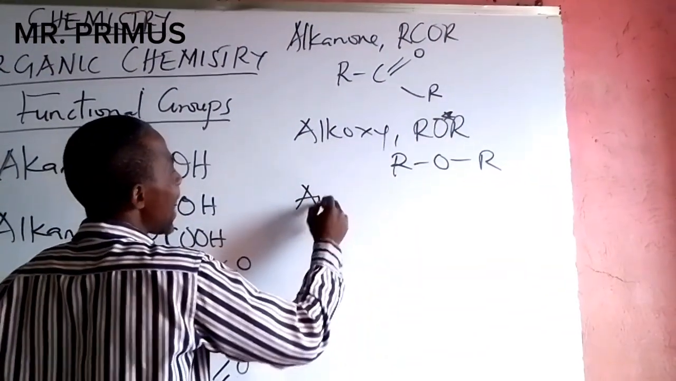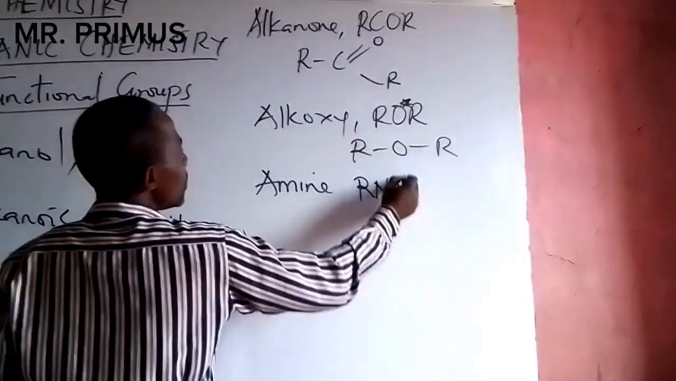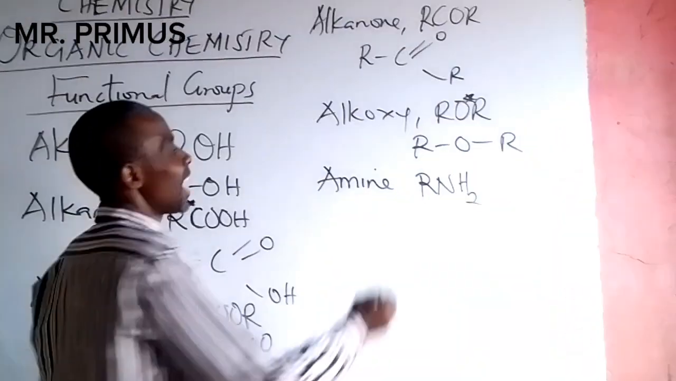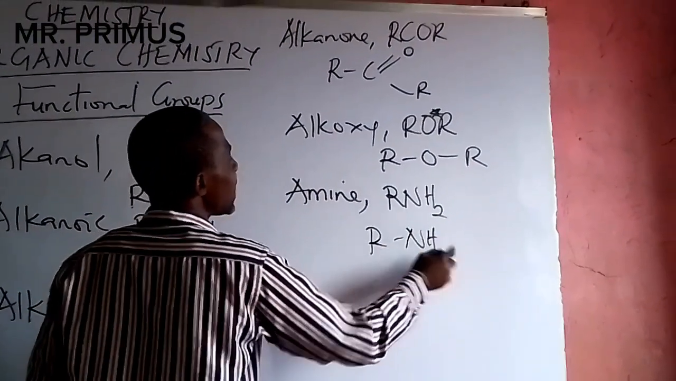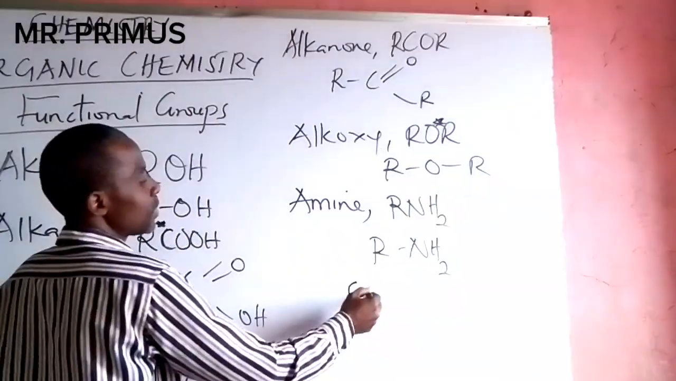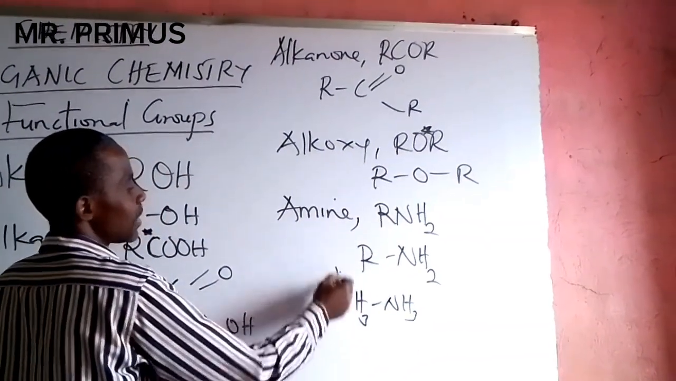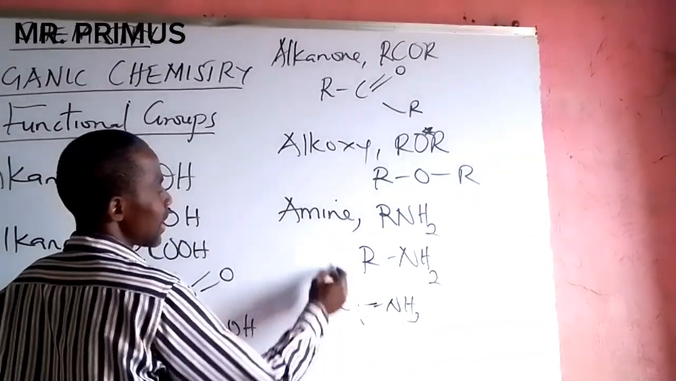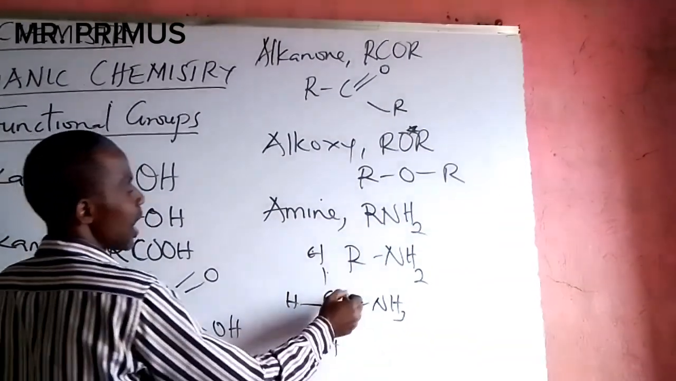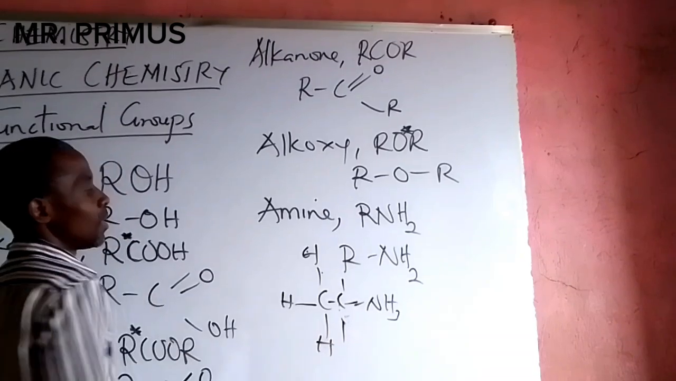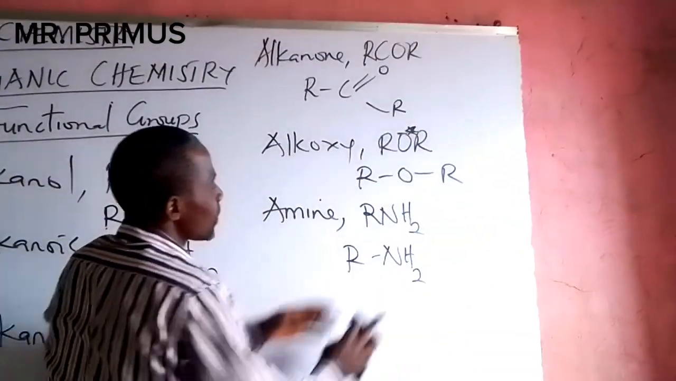The amine. The amine is RNH2. So R like this, NH2. If you see NH2 with carbon and hydrogen like this, it's an amine. This is methanamine. You can also have ethanamine, something like this. But I don't want to go into it now. I just want to give you what is very necessary.